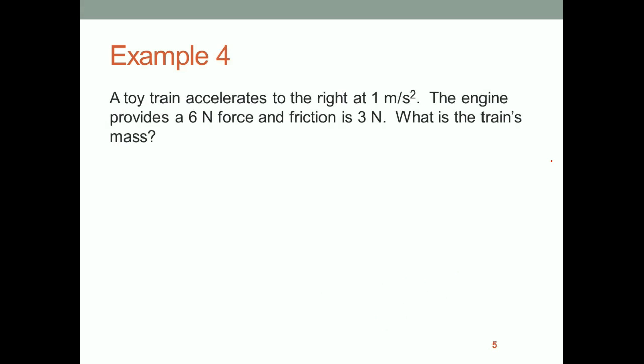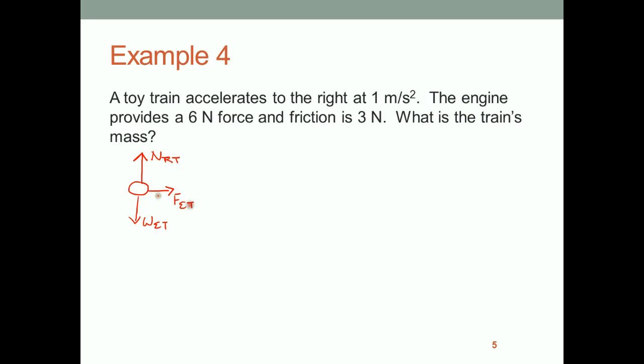We have a toy train accelerating to the right at 1 meter per second squared. We are given the force the engine is providing. We're given the force of friction. We want to know the train's mass. So there are 4 forces on the train. We have a normal between the track, let's call it the rails, and the train, just so we don't have 2 T's. We have gravity acting downward.